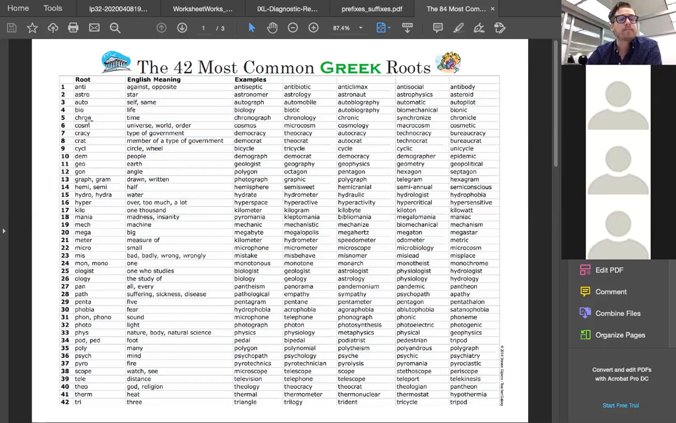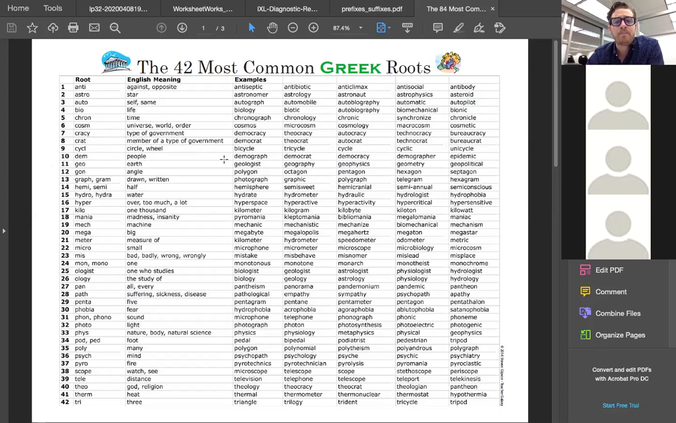I get it. Bio means life. Chron, if you see chron as a prefix, we have time. Cosmo means universe or order. Cracy has to do with the government. So we have democracy, theocracy, autocracy. And then crat is the type of government, or member of the government. So we have democrat, theocrat, autocrat. You're starting to see, hopefully, these patterns. Cycle is wheel. We have bicycle, tricycle, unicycle, those things.